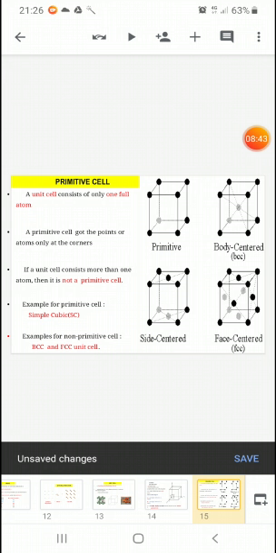Now, what do we mean by primitive cell? A unit cell consisting of only one full atom is known as a primitive cell. A primitive cell has points or atoms only at the corners. If a unit cell consists of more than one atom, then it is not a primitive cell. An example of a primitive cell is the simple cubic structure, that is SC. Examples of non-primitive cells are the BCC and FCC unit cells.